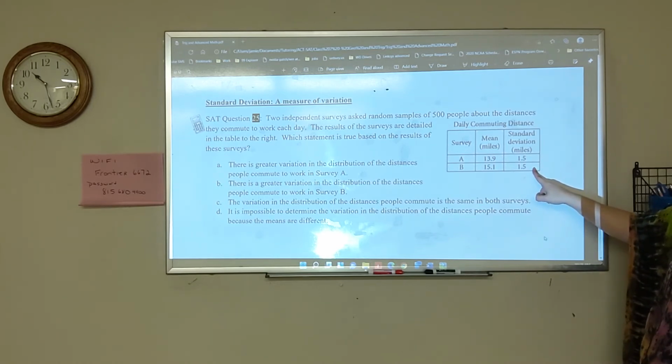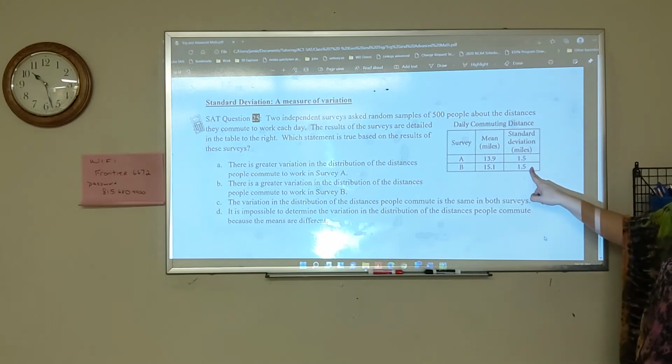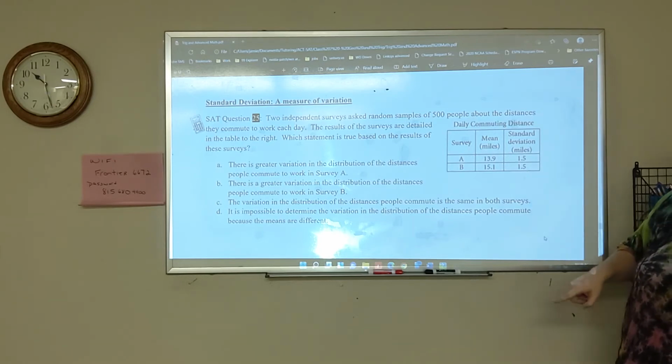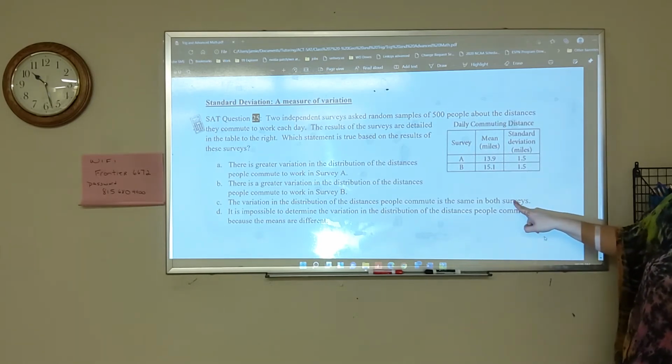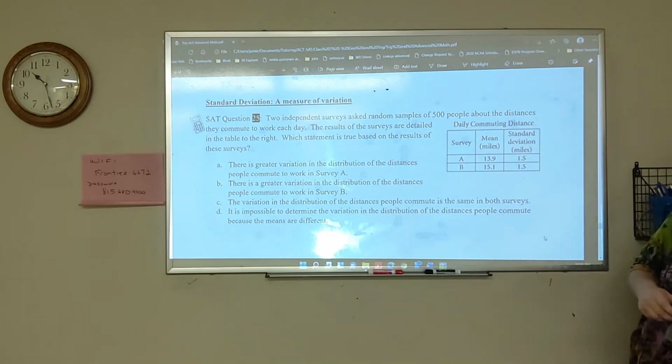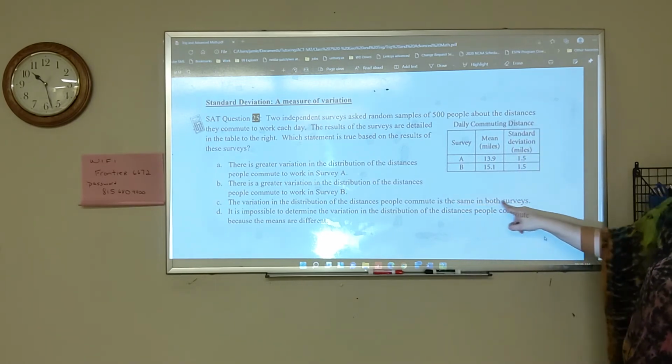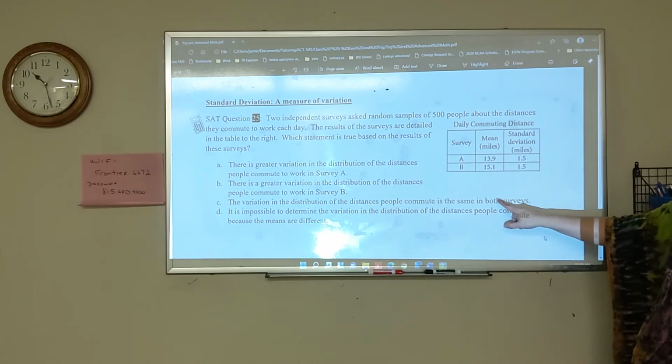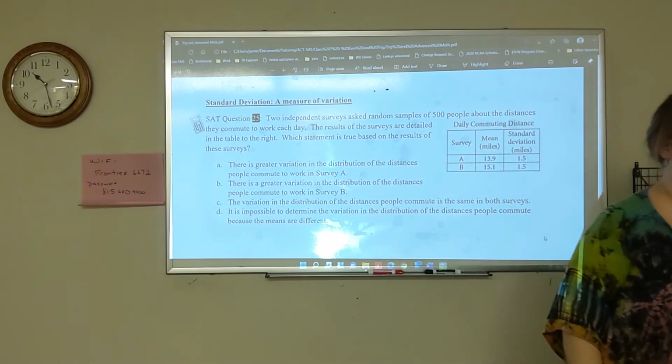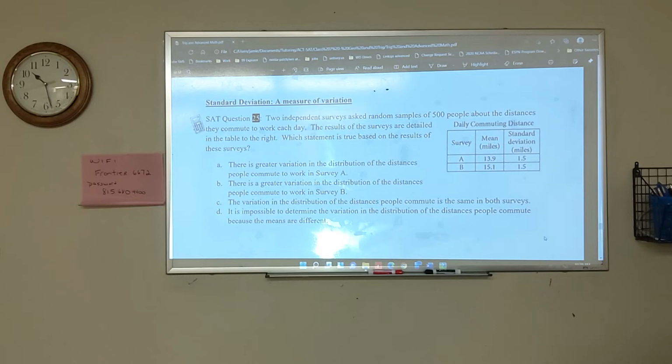Okay? So your standard deviations are the same, therefore your variation is the same, according to the SAT. So that would mean that C is correct and the other three fail. The variation is the same in both surveys. So this one should be C. Questions on that?